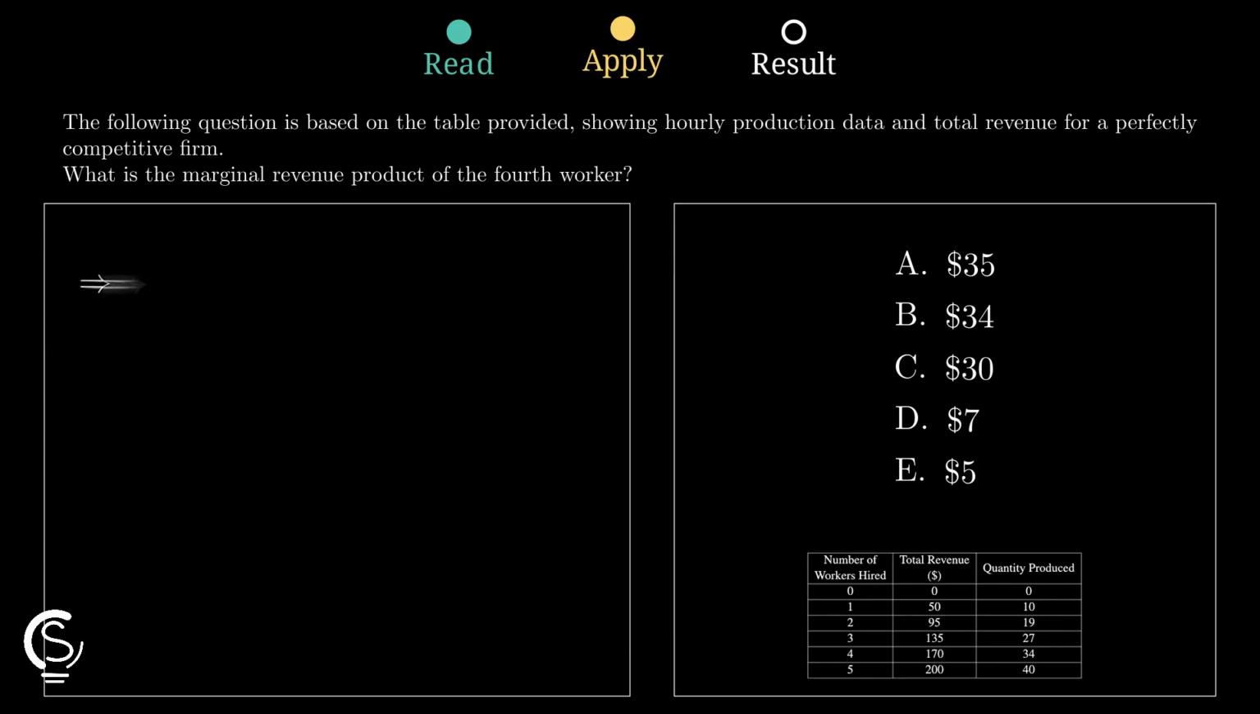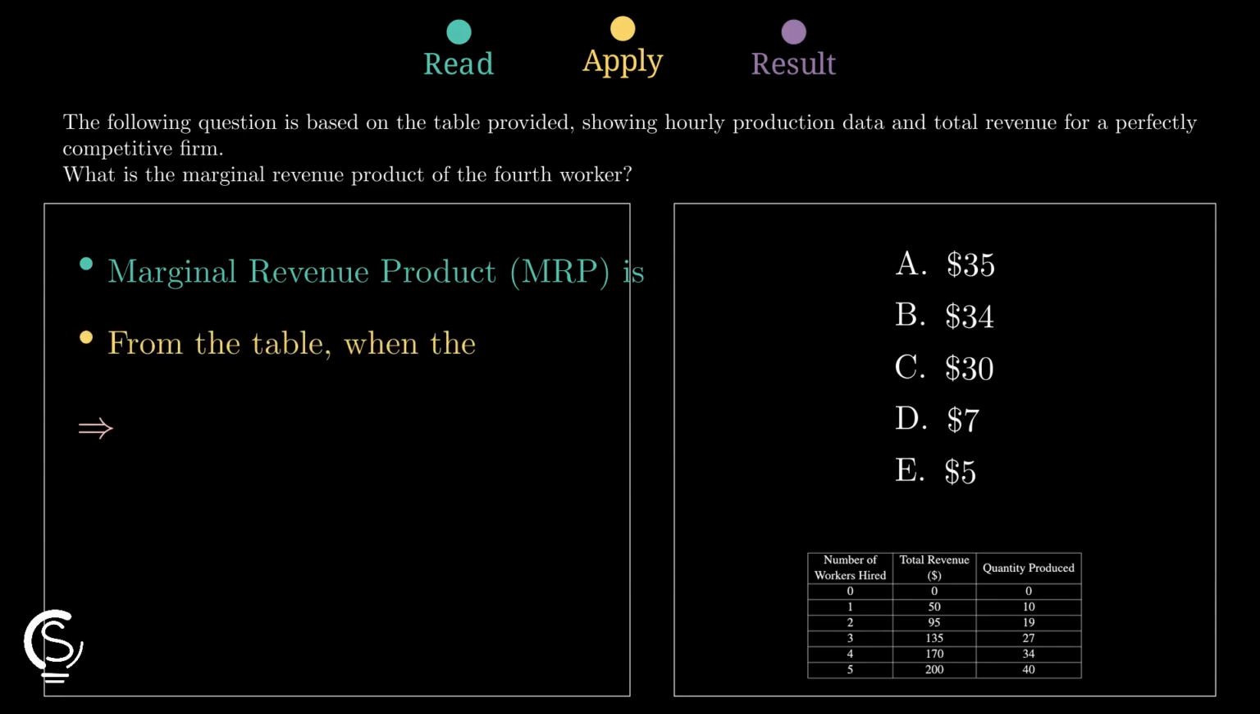Looking at the table, the total revenue for 3 workers is $105. When we hire the fourth worker, the total revenue increases to $140 total. Subtracting 105 from 140 gives $35. Thus, the marginal revenue product for the fourth worker is $35.